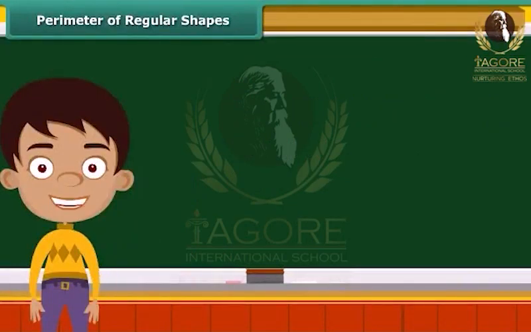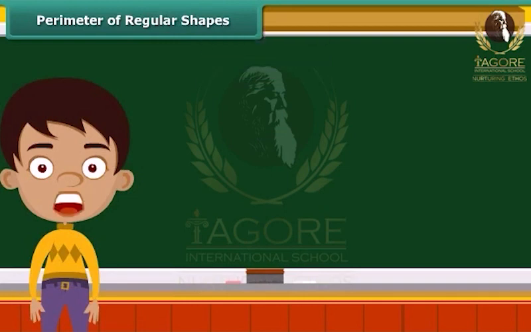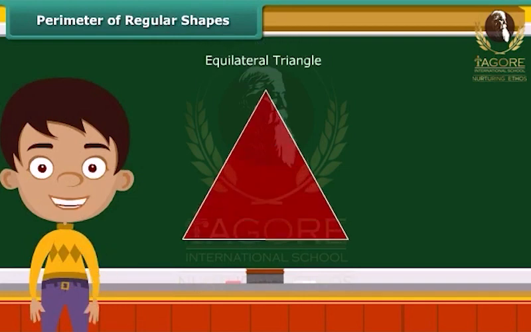Shapes that have all sides of equal length and all angles of equal measure are known as regular shapes. Square is a perfect example of regular shapes. Another regular shape is the equilateral triangle whose 3 sides are equal.